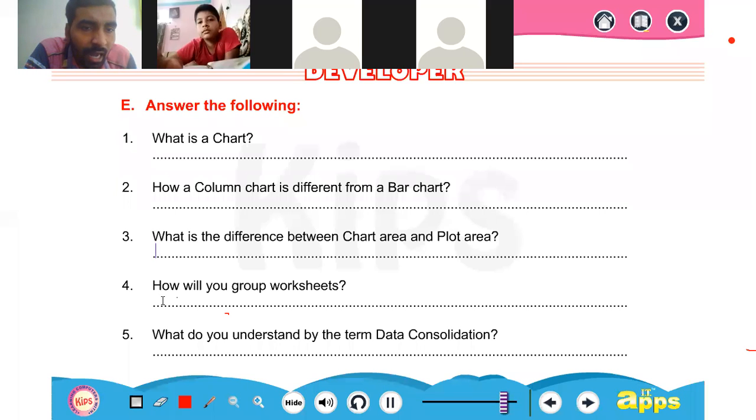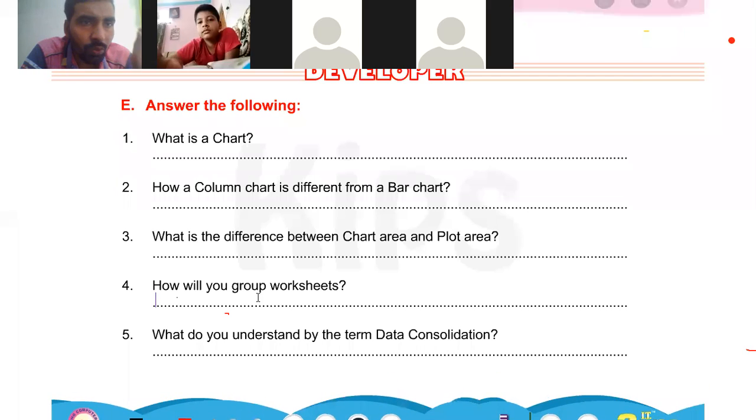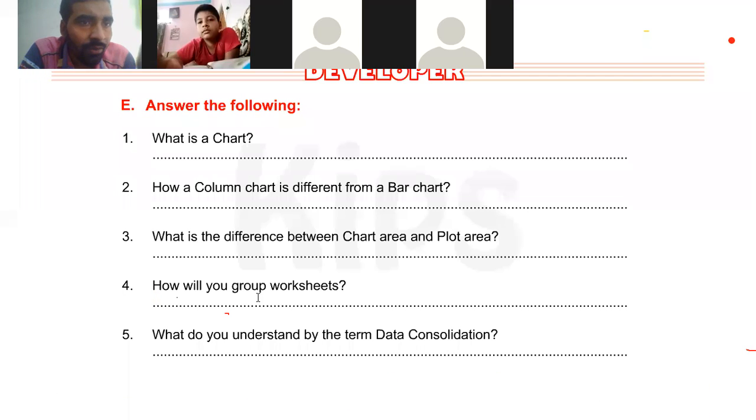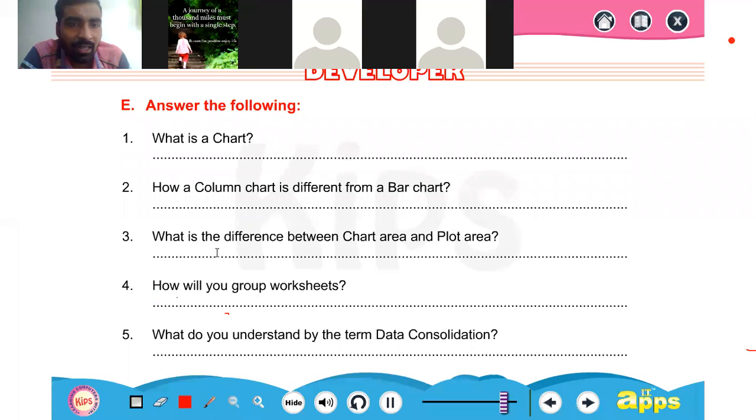Next, how will you group worksheet? So it is very easy to group the worksheet. First, select sheet number 1. Press and hold shift key. Then select the sheet number 3. Okay? Third answer. Third answer, just now I told the difference between bar chart and column chart.